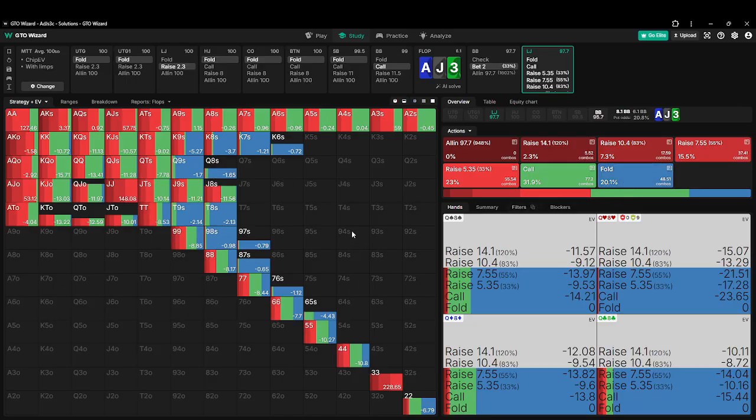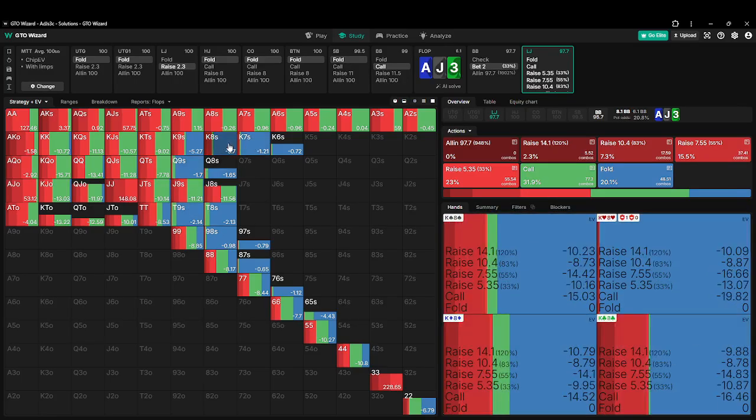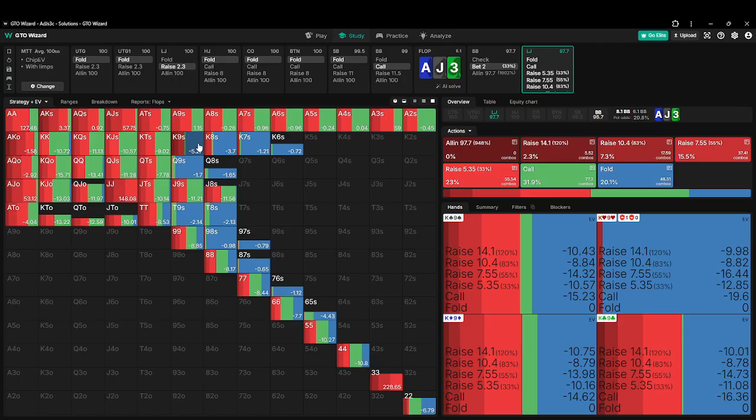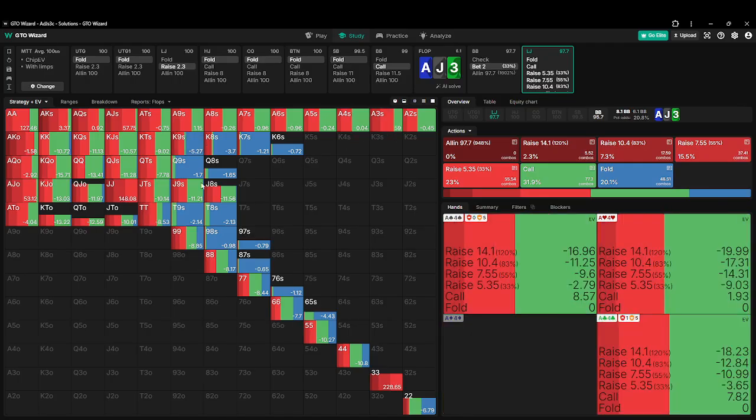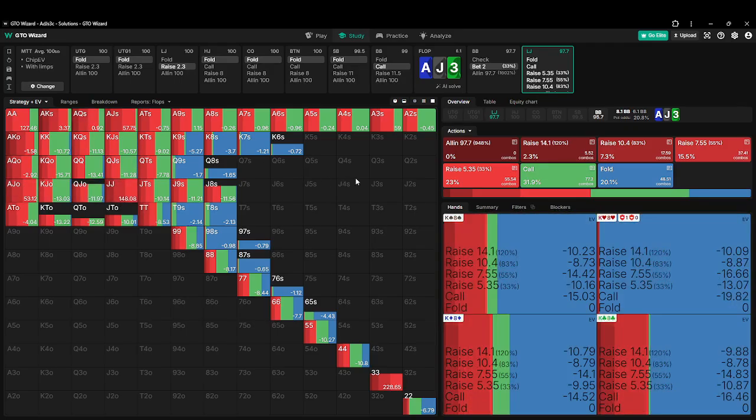Only 20% of hands, just the obvious junk, like queen nine suited, king seven suited, king eight suited. King nine suited is basically the strongest hand that we're folding, because any better hand is going to have at least a gutshot in this spot. That makes sense, in that we continue with all the broadways.